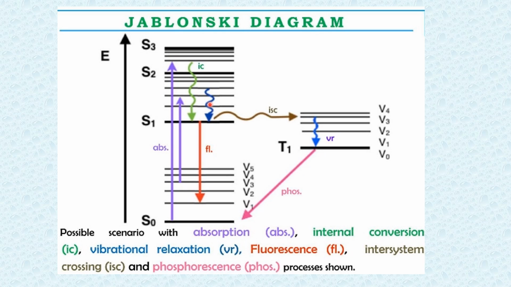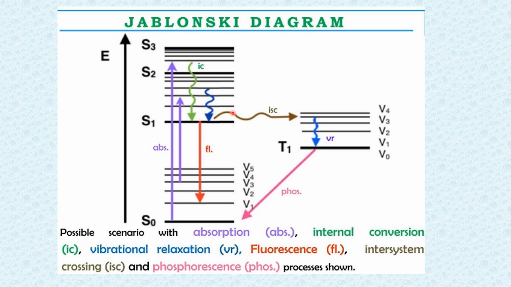Next is vibrational relaxation. Within the same energy level, when the relaxation occurs from higher vibrational energy levels to the lower energy level, it is called vibrational relaxation. In S1, the vibrational relaxation is shown here, and in T1, vibrational relaxation is shown here. Here we can see V0, V1, V2, V3. These are different vibrational energy levels within T1.